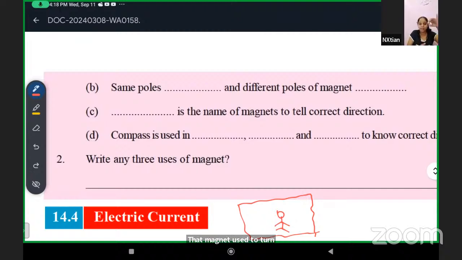Also, we used to put one magnet on a thin surface table and one magnet right below the table, below that magnet on the top. We used to move the below one, so the top one used to move on its own due to that strong force of attraction. That also we used to do.